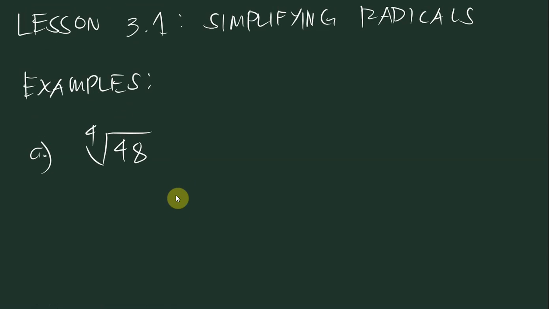Okay, so let's now apply the properties of radicals in simplifying radicals. So we have here examples. Let's start with the first one. We have the fourth root of 48. How do we simplify this? Let's find the root in the factors of 48.